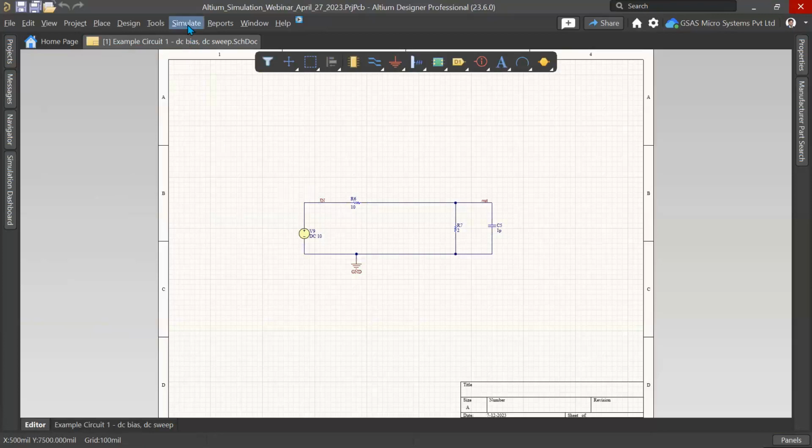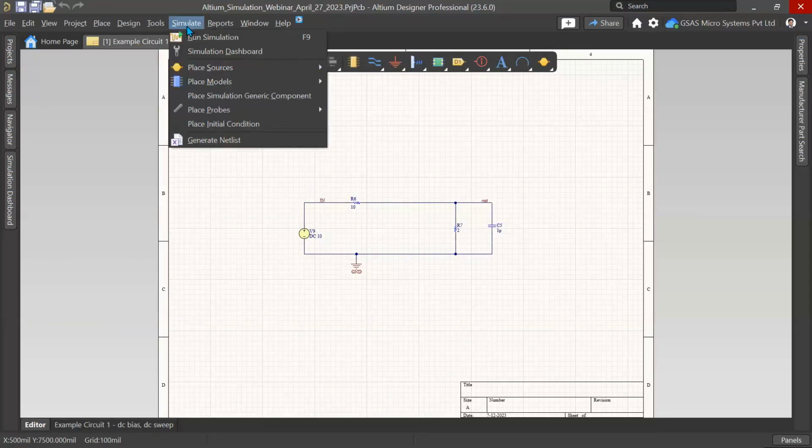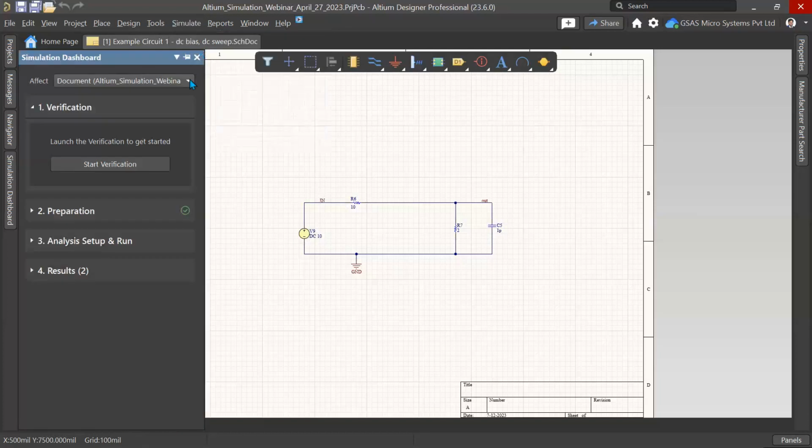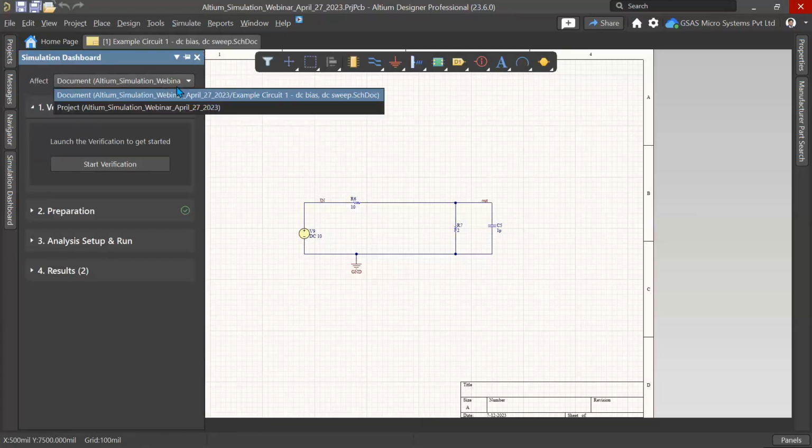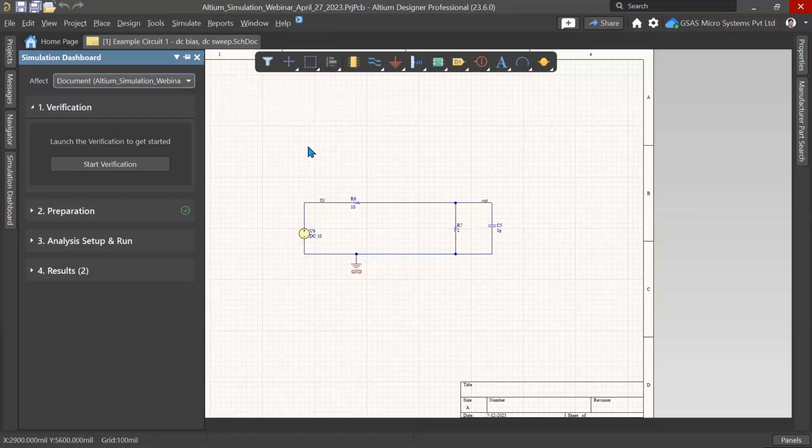For this, as I see, the simulation command is available here. From this, you can see the other options available inside. Just click on simulation dashboard. You can choose the document or project. I just choose a document to perform the simulation.